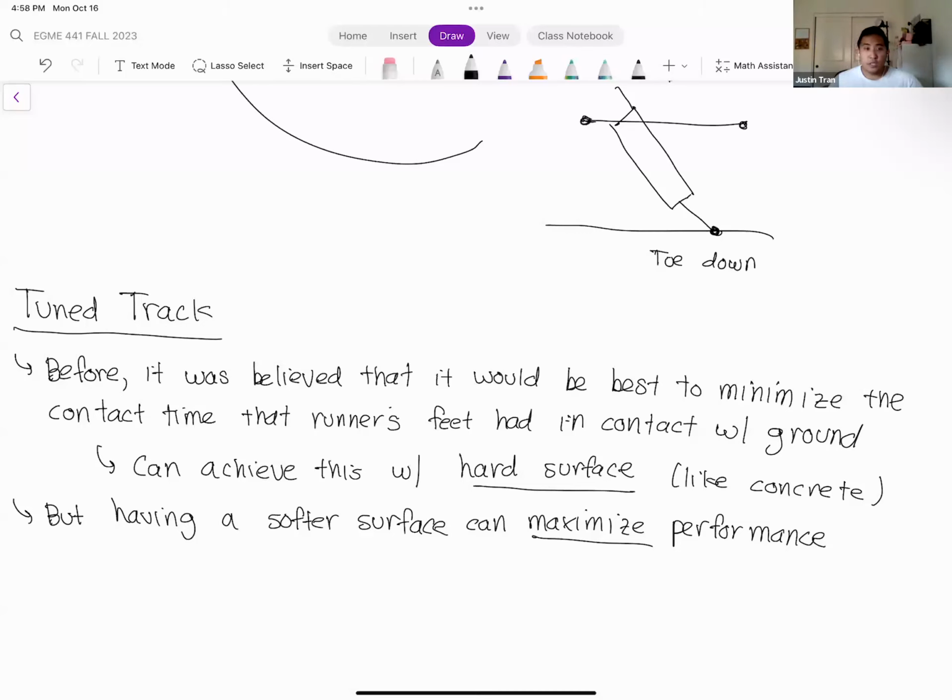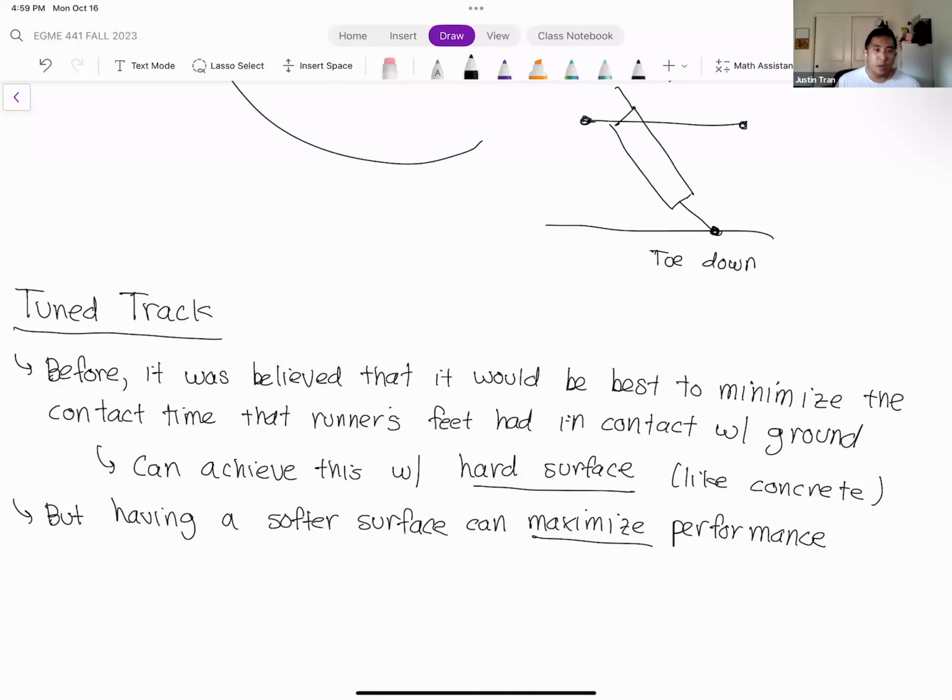And so what scientists were seeing was that, as these softer tracks started to be developed, runners were achieving shorter and faster times on these softer tracks relative to the very hard tracks. And so that got people thinking, why was this? Why were these softer tracks not only reducing injury, which is probably the most important thing, but also maximizing performance as well?